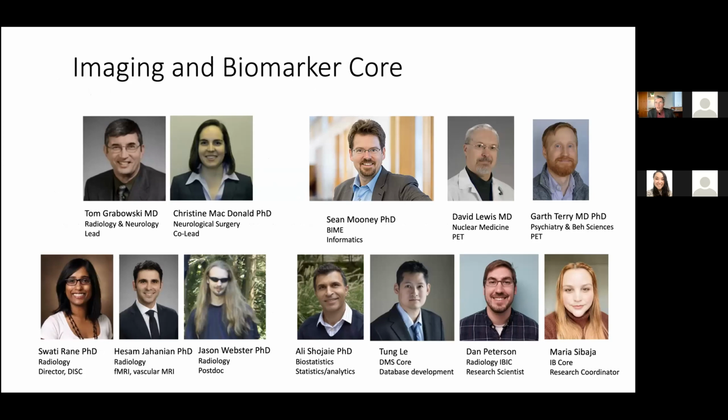And here are some of the folks that we have. My co-lead, Dr. McDonald from the neurosurgery department, Dr. Rane, whom you'll hear from in a minute, and my colleagues in the Integrated Brain Imaging Center, especially interested in vascular imaging approaches. And then we have consultants that are involved in the informatics and biostatistics of this, Dr. Mooney, Dr. Shojai, and Dr. Terry, who is an expert in applying PET technology in neuropsychiatric disease.